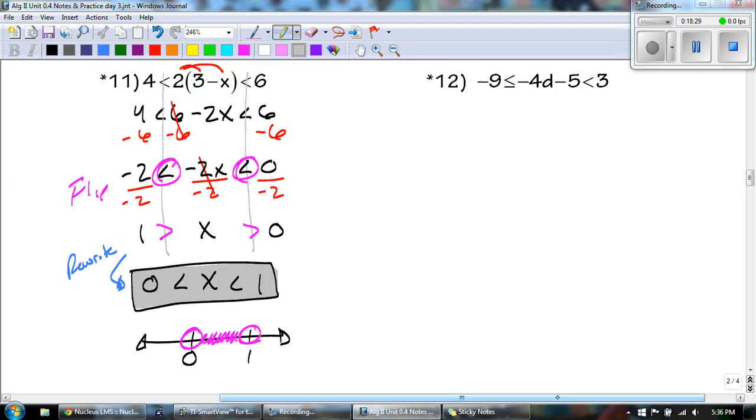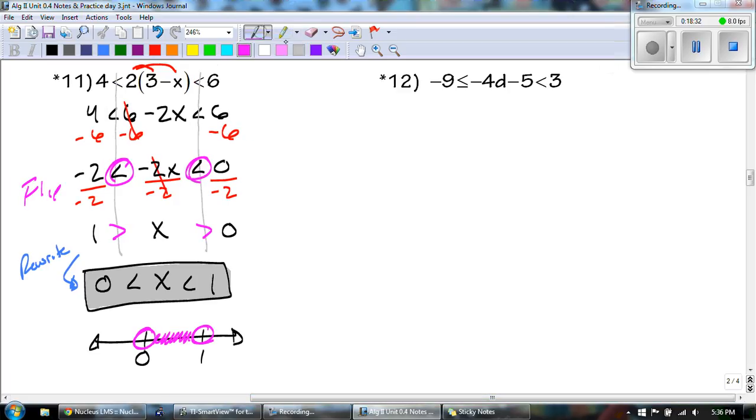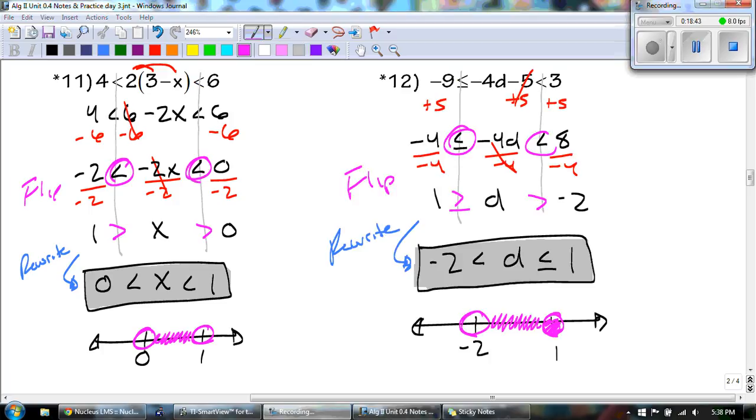Okay, last one, number 12, you are all on your own. Go ahead and pause the video, and good luck. Okay, so I had to add 5 to all three sides. Divide by negative 4. When I divided by negative 4, I flipped the signs. And since they weren't in increasing order, I rewrote it. So my final answer is negative 2 is less than d, which is less than or equal to 1.